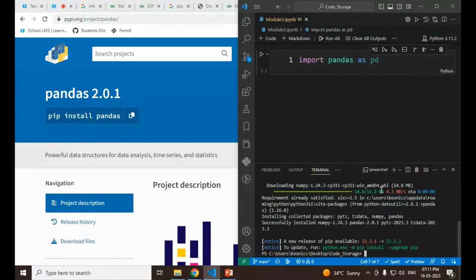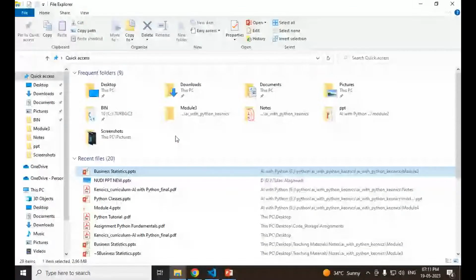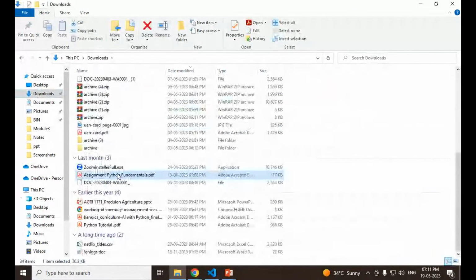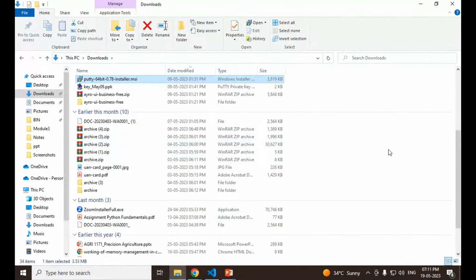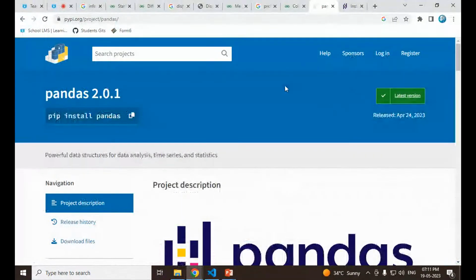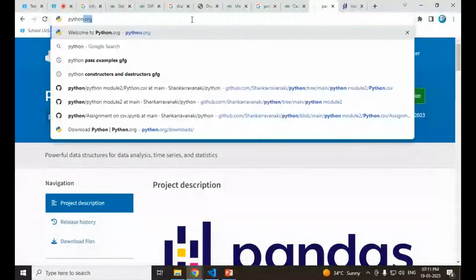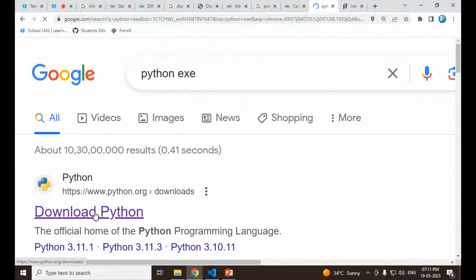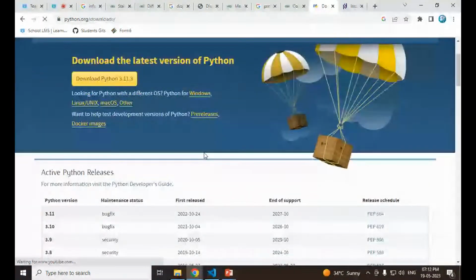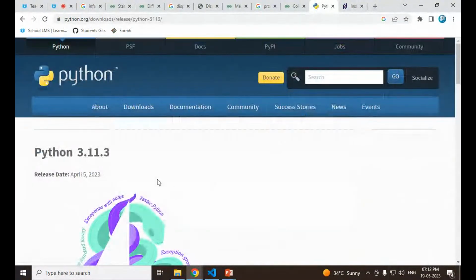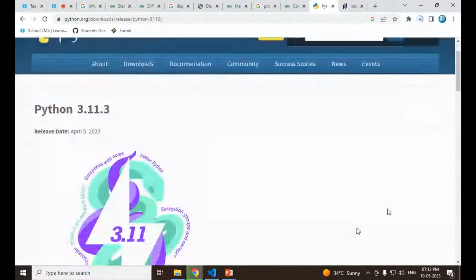Okay, so regarding the pip command not being installed: pip already comes built in when you install Python. When you install Python, you actually get pip with it.